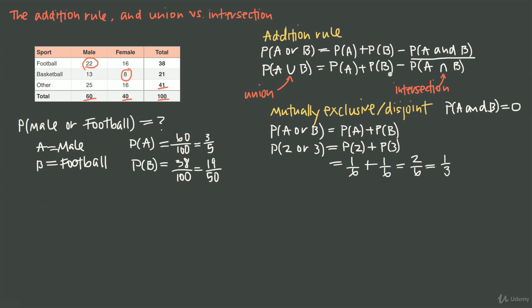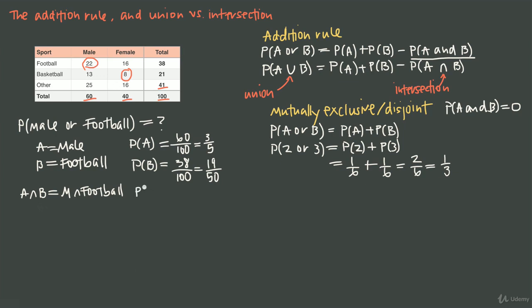But remember, according to the addition rule here, I have to subtract out the intersection of A and B, the probability that A and B both occur at the same time. So if I say A intersection B equals male intersection football, well, where in my table does male and football occur at the same time? That's here in this top left cell where I have 22. These are the number of people that are both male and prefer football. So this is the intersection of male and football.